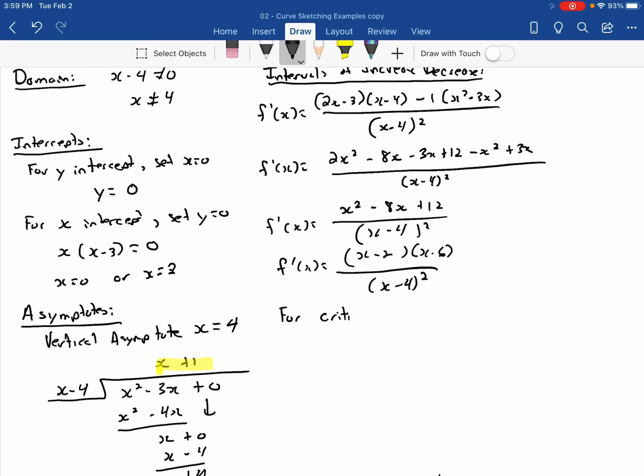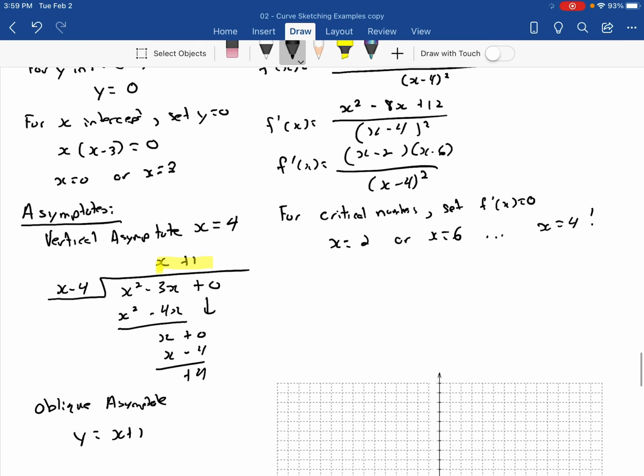Now, for critical numbers, set f prime at x equal to 0. So I get x equals 2 or x equals 6. But I also get x equals 4, because 4 is where this derivative does not exist. So I need that for my chart. So don't miss out on that. Anytime this thing doesn't exist, we want that in our chart as well.